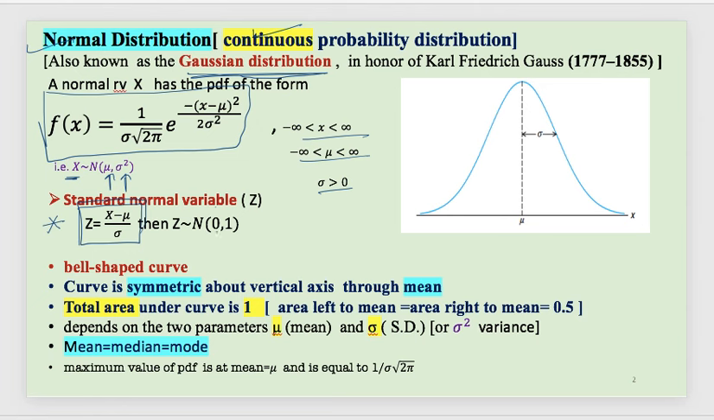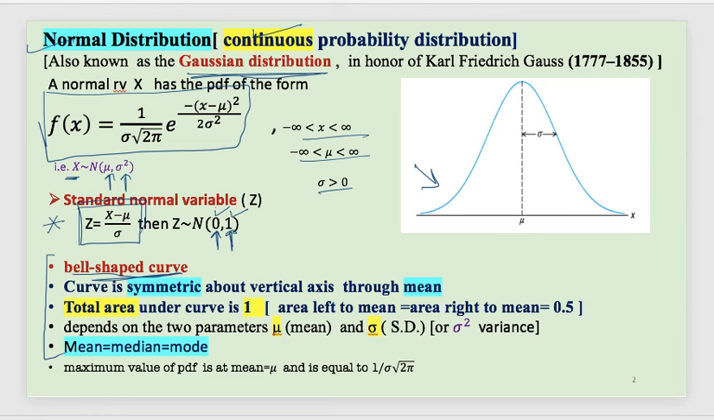What is important to remember is that any non-standard variable with whatever mean and variance, if we want to switch to the standard one, it will always have a mean 0 and variance 1, or standard deviation also 1. Now let's look at some features, which is saying that it is a bell-shaped curve. We can see it from this diagram.